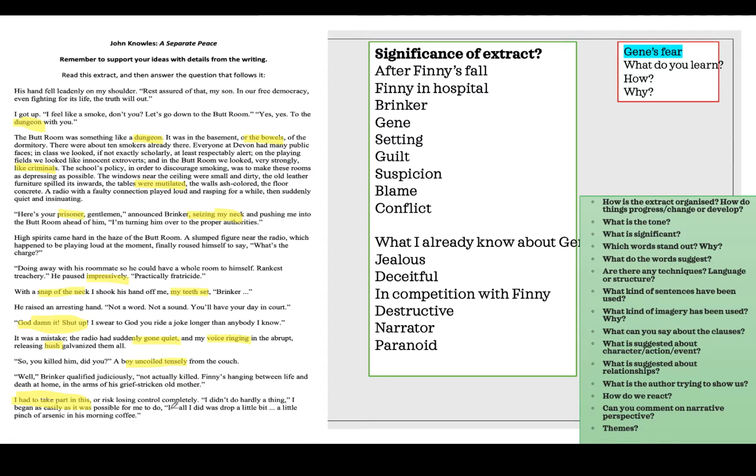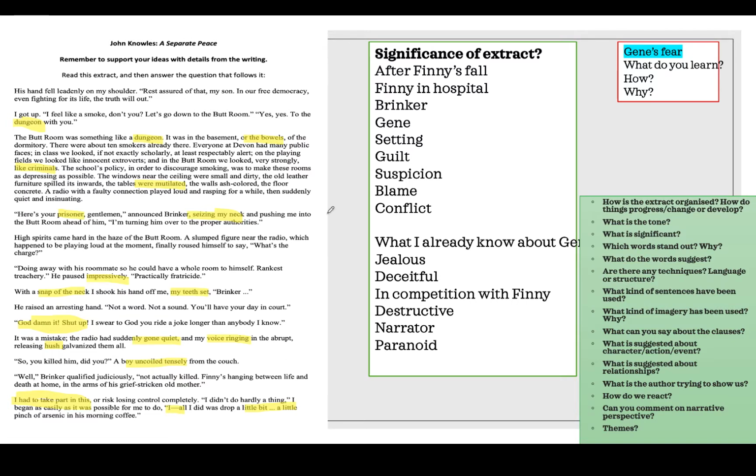And then we have his dialogue with everybody else. All I did was drop a little. So we have this dash here, which suggests that he's pausing, or he's hesitating, or he's unsure of what he's going to say next. And then we have the repetition, which links back to this. Is he hesitating? Is he unsure? Is he scared? Can we link it back to this idea of fear?